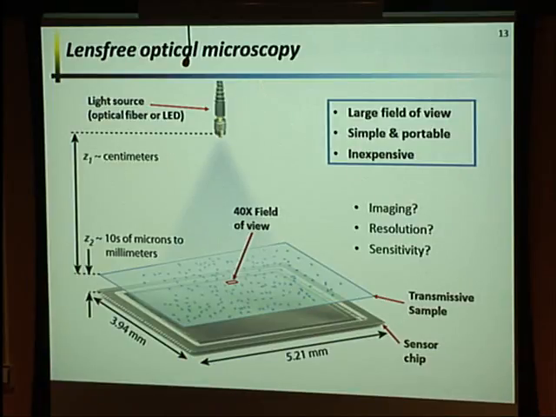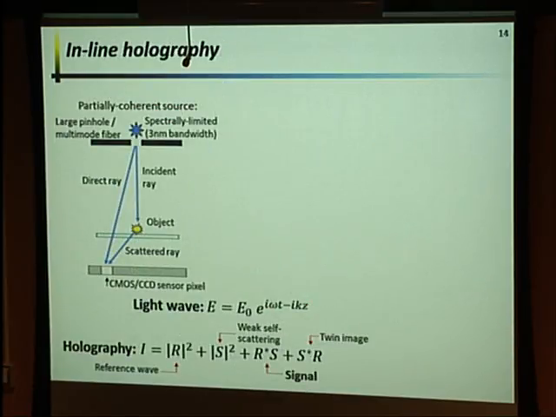So you get these three benefits, but of course, you might have some questions. Since there aren't any lenses in this system, how do we actually form an image? How do we actually see something that's in focus on our sample? What sort of resolution can we achieve, and what sort of sensitivity can we achieve?